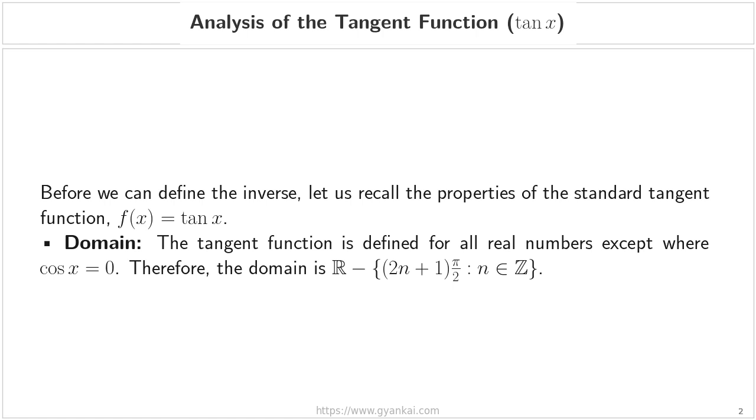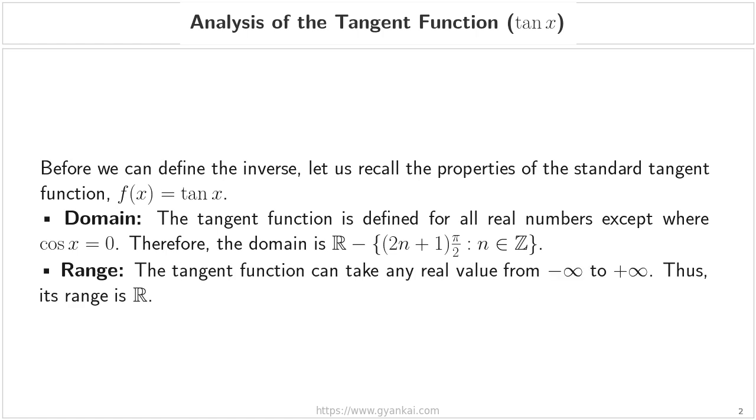The tangent function is defined for all real numbers, except for those specific values where the cosine of x equals 0. In mathematical terms, the domain is the set of all real numbers excluding odd multiples of pi/2, where n represents any integer. Next, we look at the range. The tangent function can take on any real value, extending from -infinity to +infinity. Therefore, its range is simply the set of all real numbers.